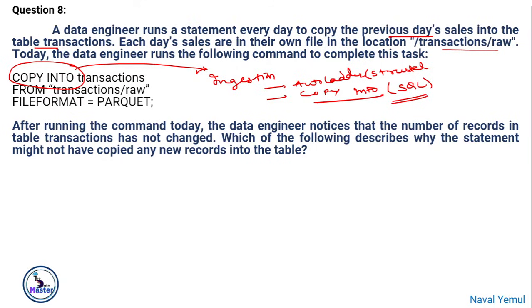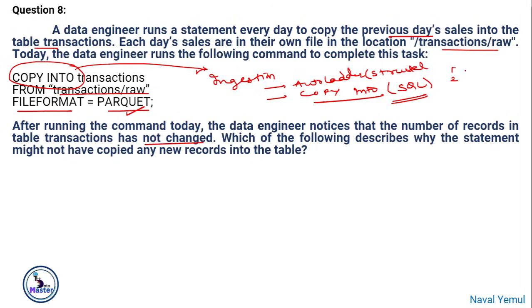This is your table name, from. Whatever files are there inside this path will be copied into this table, and the file format, which is saved in this transaction raw path, is Parquet files. So we are going to copy all the files inside this path in the Parquet format to the transaction table. But after running the command today, the data engineer noticed that the number of records in the table have not changed. So you need to know how copy into works.